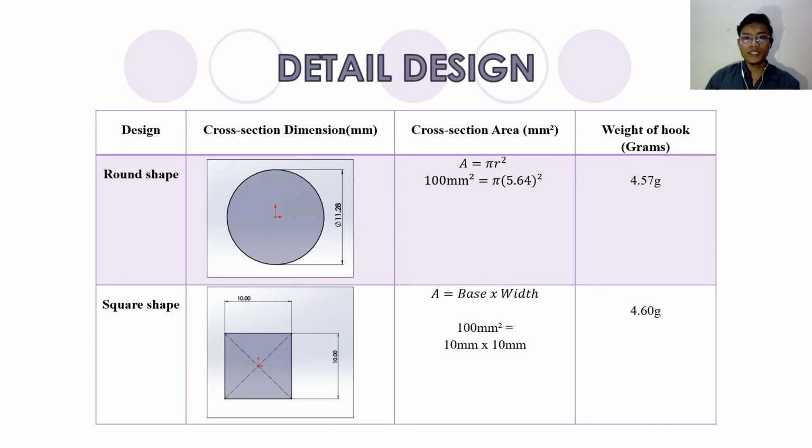This slide shows the detailed design of the cross-sectional area. For circular shape, the radius that has been used is 5.64 mm. The radius was chosen to ensure it gets 100 mm square as the cross-sectional area, and the weight for the entire hook is 4.57 grams. Next is the square shape. This square shape uses a 10 mm base and 10 mm width, so the cross-sectional area achieves 100 mm square, and its weight for the entire hook is 4.6 grams.